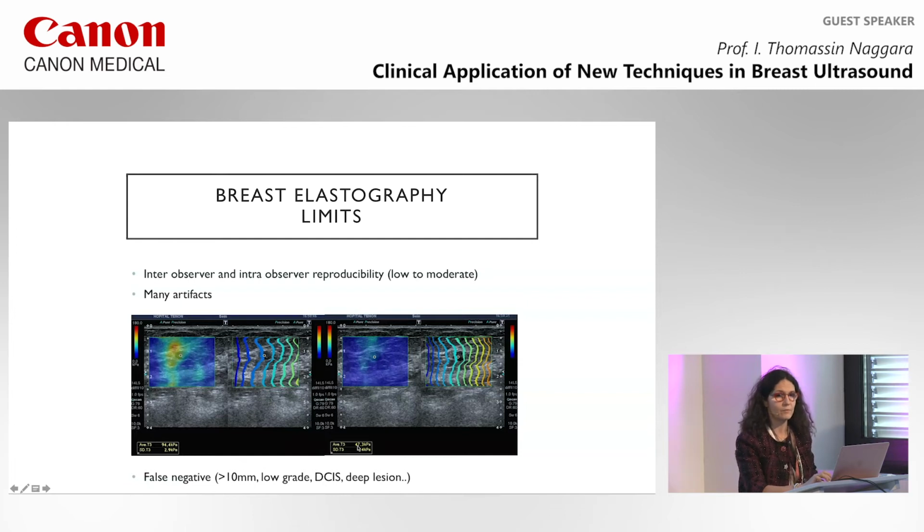That's why it's very important to make a ratio, because if you make a ratio, even if you make a strong compression, even if you don't want to, the ratio allows you to be more reproducible between evaluations. But even if you use a ratio, we know that there are some false negatives, and these false negatives are the lesions which are low-grade lesions with DCIS and also deep lesions.